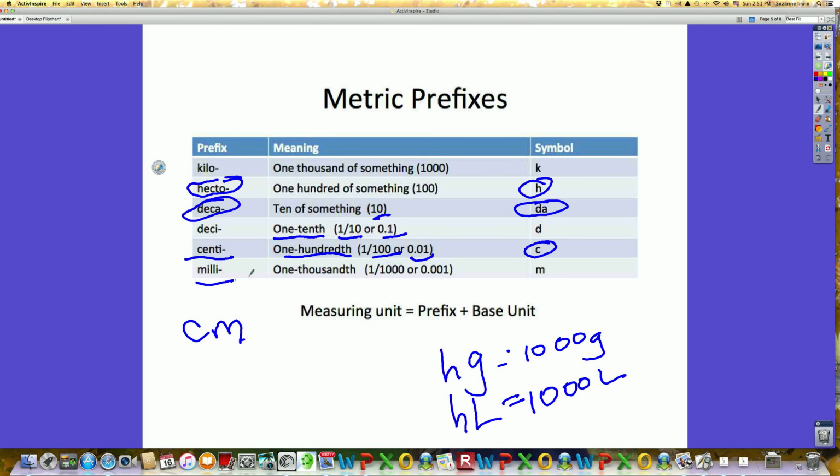And we can have a millimeter, which is 1/1000th of something. And the symbol for that is an M. And when you were measuring volume the other day, you used milliliters, which is 1/1000th of a liter. And that is the M for the 1/1000th and the L for the base unit, which is the liter. And you come up with a small unit of measurement, a milliliter.